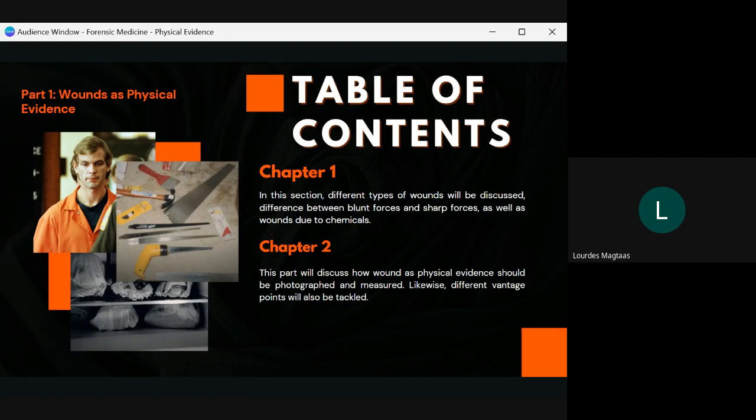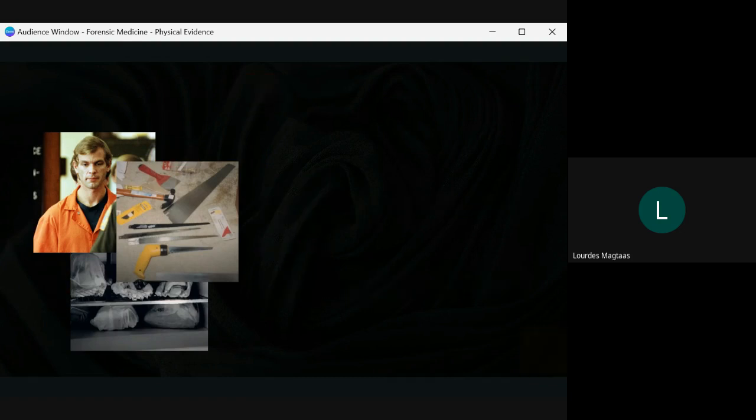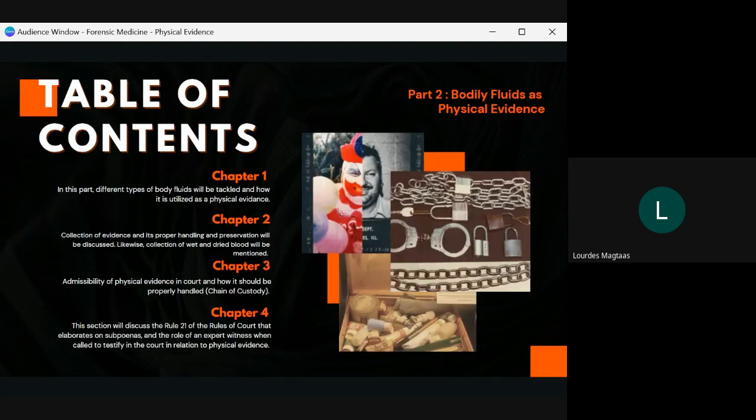also be tackled. For the latter part, the different types of body fluids will be tackled and how it is utilized as a physical evidence. Consequently, collection of evidence and its proper handling and preservation will be discussed. Likewise, collection of wet and dried blood will be mentioned.